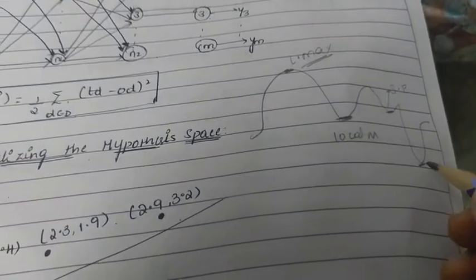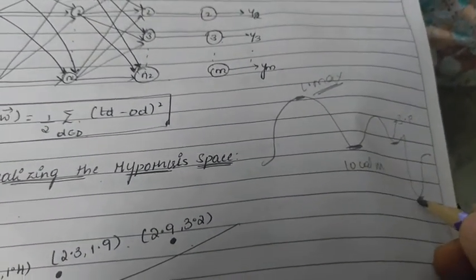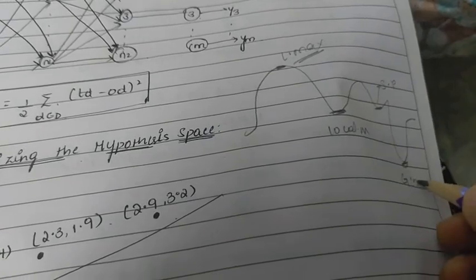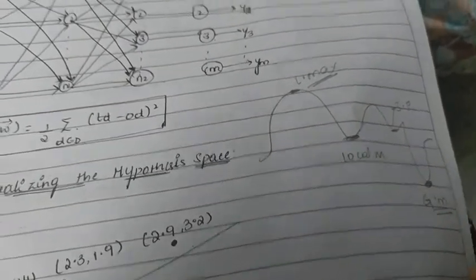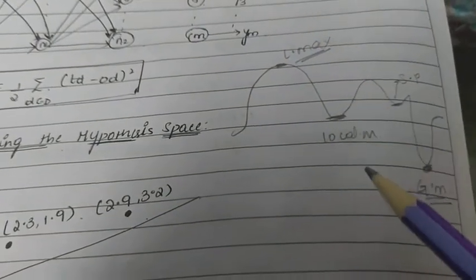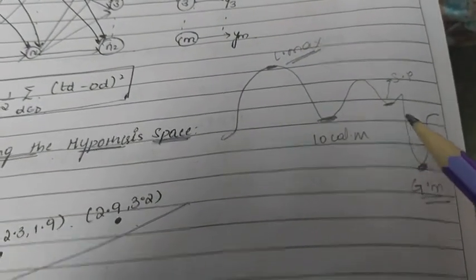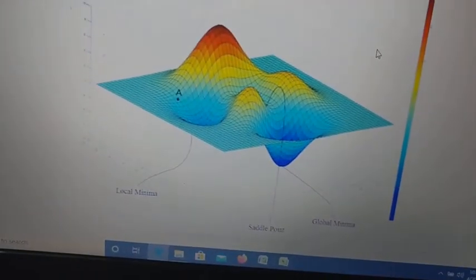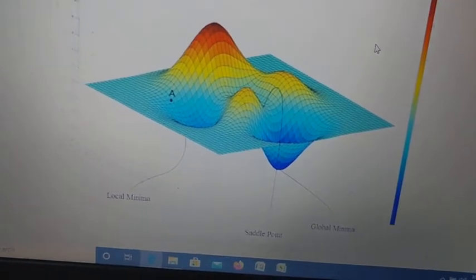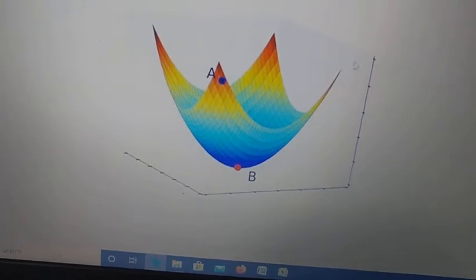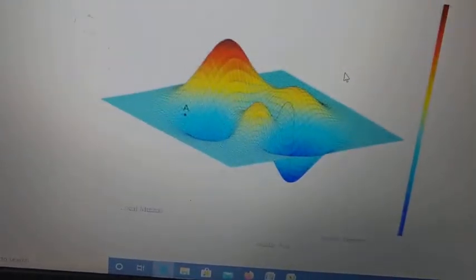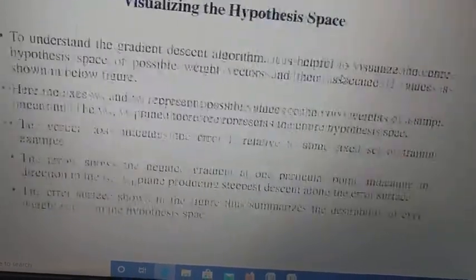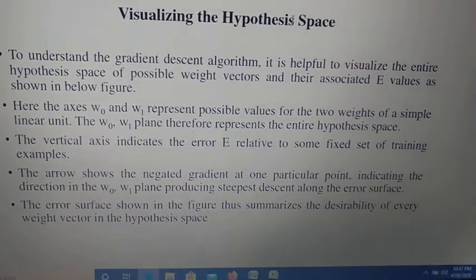And next, this, the steepest of all, is called the global minimum point, where we have the least error. The same diagram that I have written here, local maximum, local minimum, saddle point, and next the global minimum, is shown in this diagram in a 3D representation. Now let's take an example of visualization of a hypothesis space.